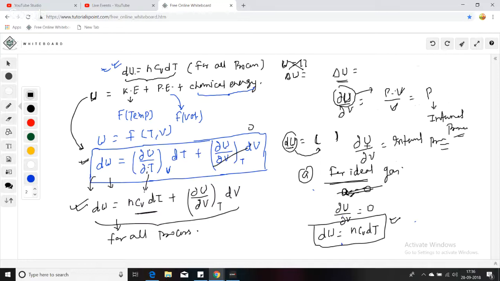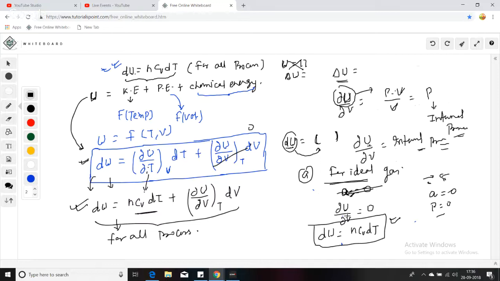Since U is the internal energy, we are calling it internal pressure. Now, in case of an ideal gas, there is no internal pressure, because the ideal gas molecules do not have any interaction. If you remember the gaseous state, since we do not have any interaction, the A value, which is the pressure correction factor, will be 0. And when A is 0, the internal pressure is 0, and when the internal pressure is 0, dou U by dou V is 0.